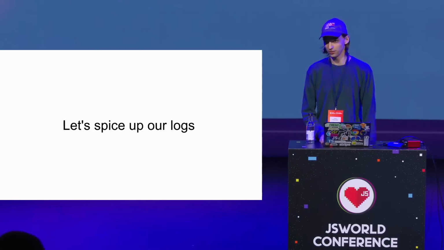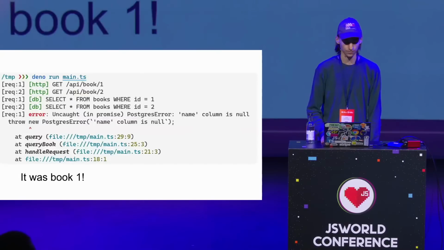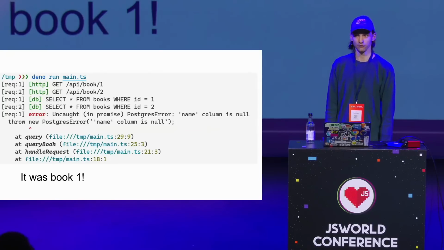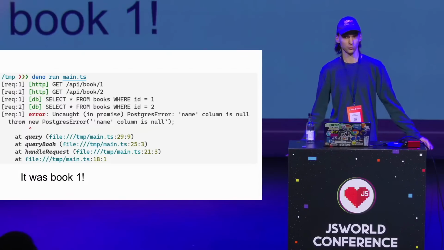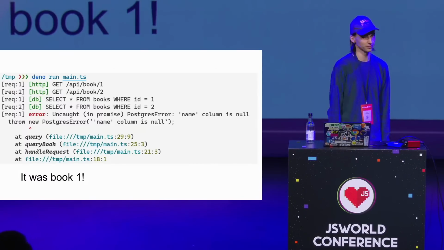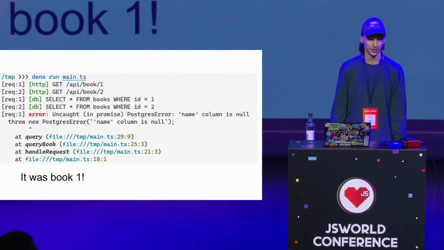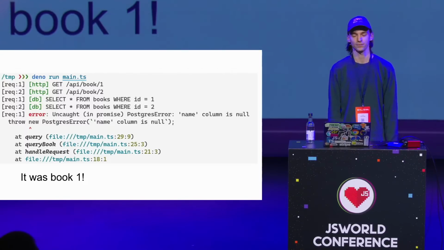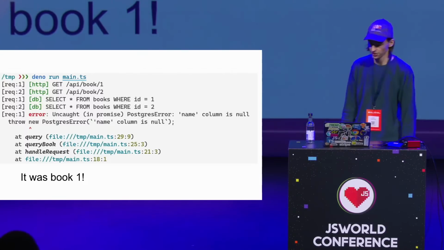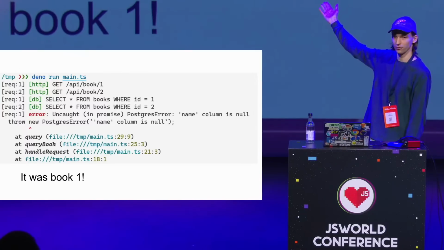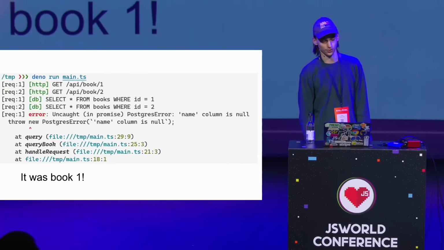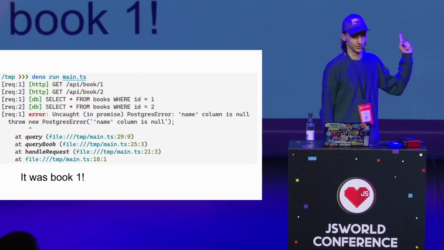This is something any of you can do in your applications today. What if we associate a request ID with every log, and actually with every request? So when you get an incoming request, we assign it an ID. For simplicity's sake, let's say 1 and 2. And then every time you log something out, you print out that ID with it. And now it's really easy to tell it was book 1, because the request ID for that error is the same one as for the log line for the first GET request.